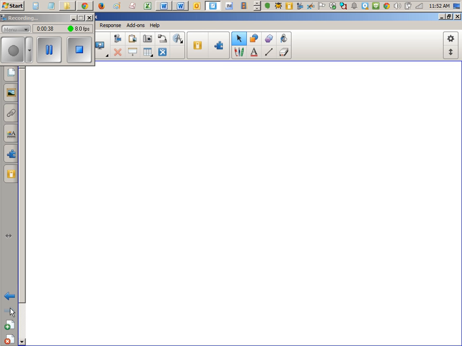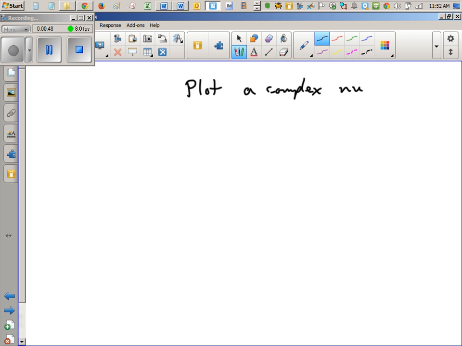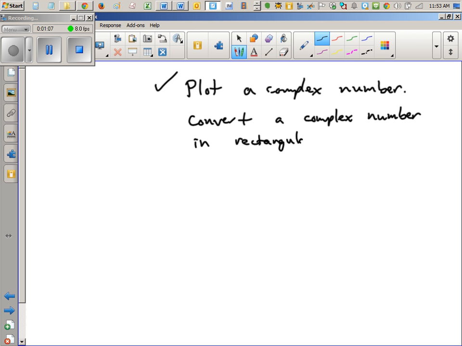Okay, so what did we learn to do yesterday? Yesterday we learned how to plot. Let's write down all the things we know. We know how to plot a complex number. And we'll review that again today too. So check. We learned how then to convert a complex number in rectangular form to polar form.